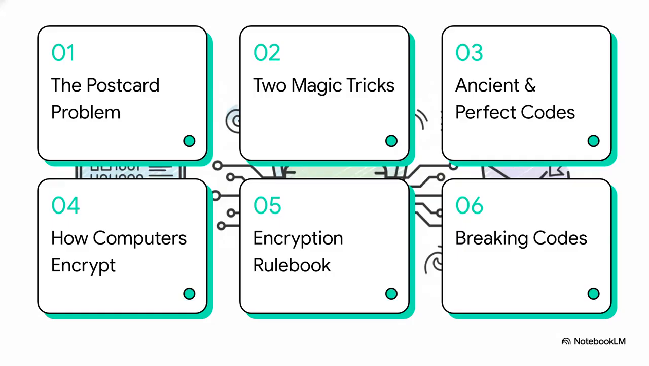All right, here's our game plan. First up, we'll tackle the postcard problem, the big why. Then, we'll get into the 2 magic tricks behind every code. We'll even hit up ancient Rome for a bit before jumping into how computers do it today. And finally, we'll cover the rulebook and the whole cat and mouse game of code breaking. It's going to be good.